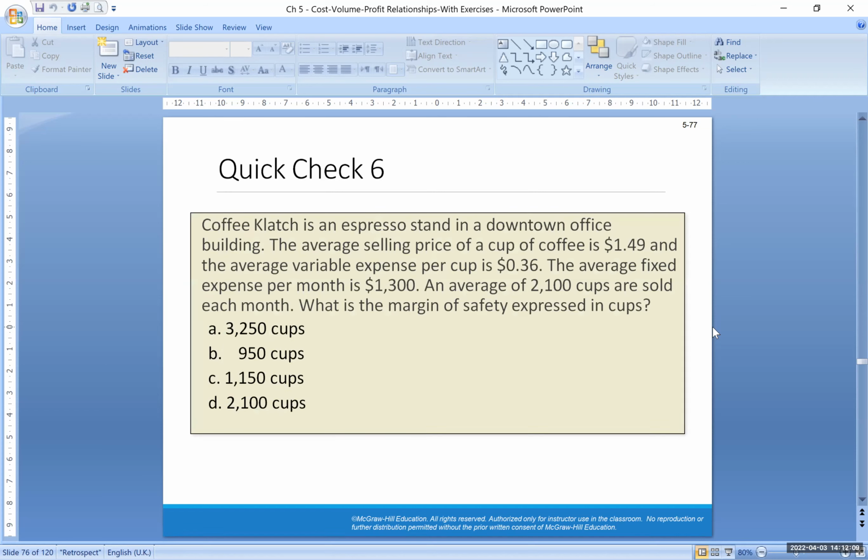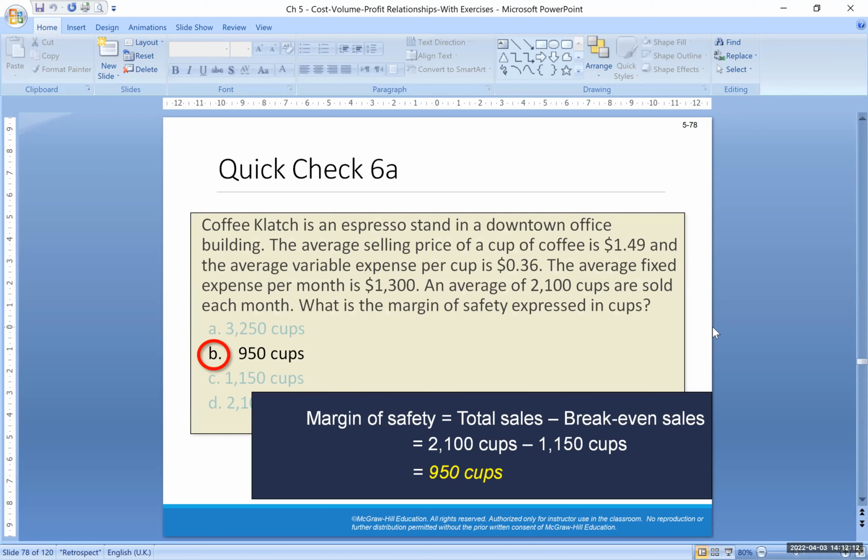Quiz number 6. Coffee Clutch: the average selling price of a cup is 1.49, average variable expense is 0.36, average fixed expenses per month is 1,300, and an average of 2,100 cups are sold each month. What is the margin of safety expressed in cups?